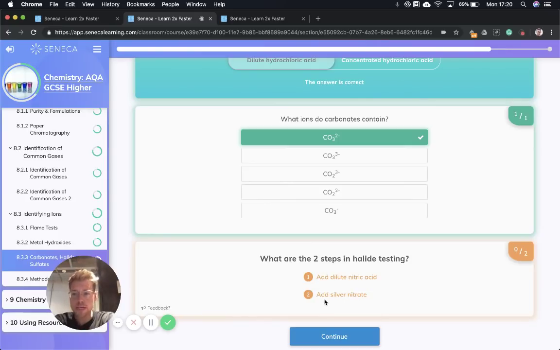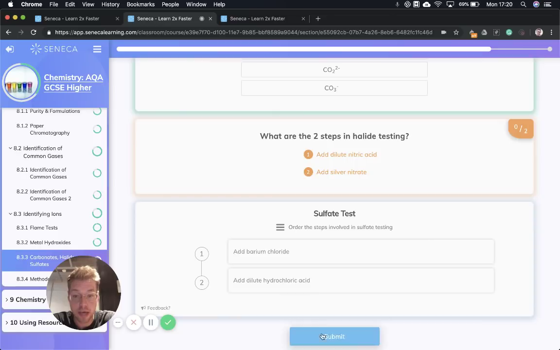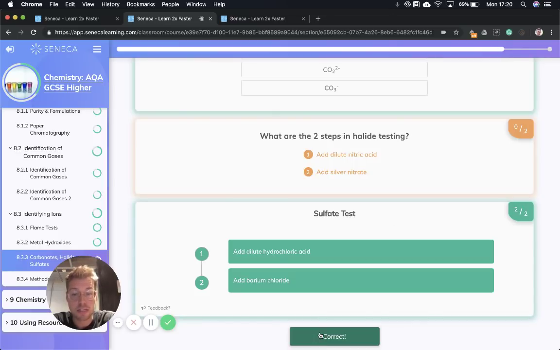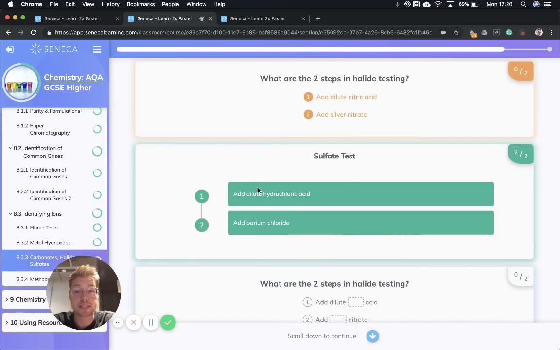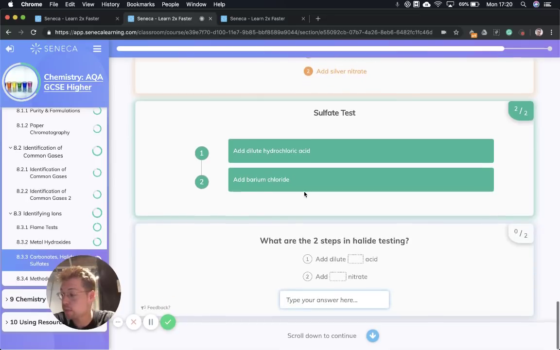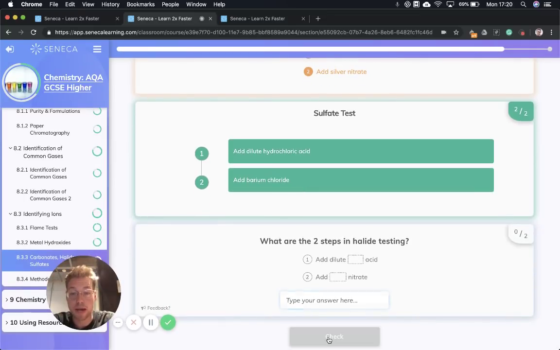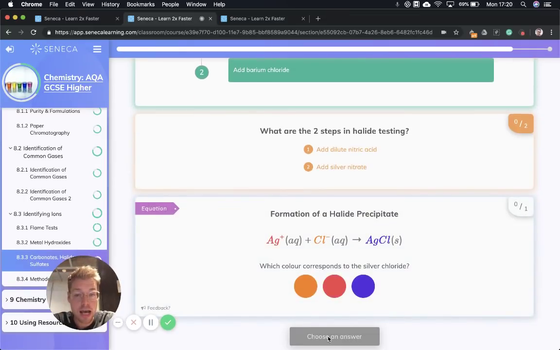Do you remember why we need to get rid of those carbonate ions? It's because they could react with the silver that is added in step 2. So we've got to get rid of them, okay? So those are the steps involved in testing for a halide. It's quite similar for a sulfate, but with a sulfate, we add dilute hydrochloric acid, and then we add barium chloride. Stunning, absolutely stunning. So great.